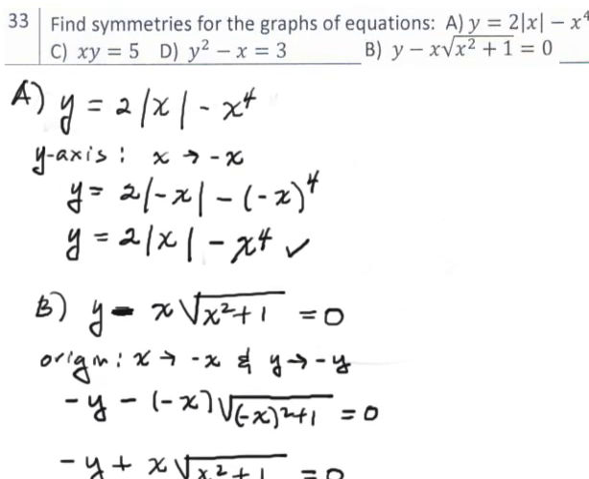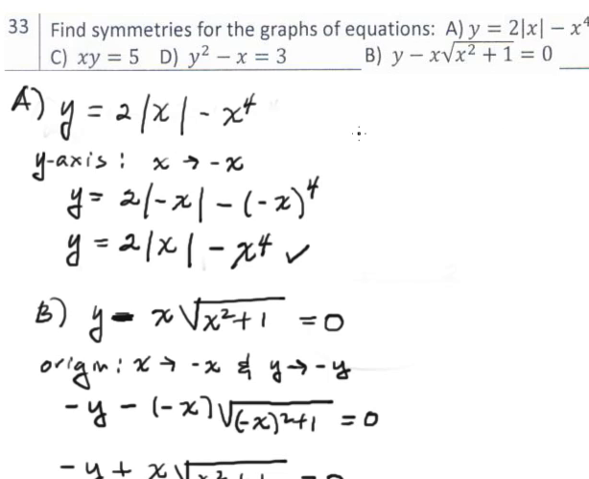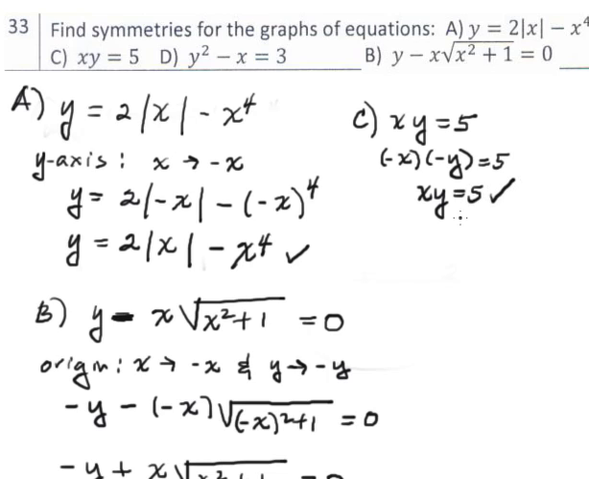Okay, let's look at C. Here at C we have xy is equal to 5. And this is also symmetric with respect to the origin. We replace x with minus x and y with minus y, and we get xy equal to 5. So that's origin symmetry.